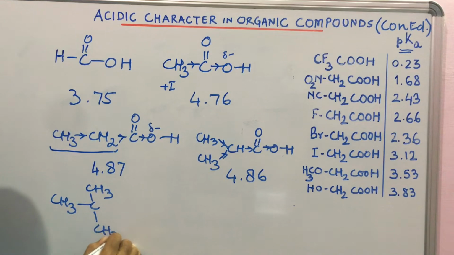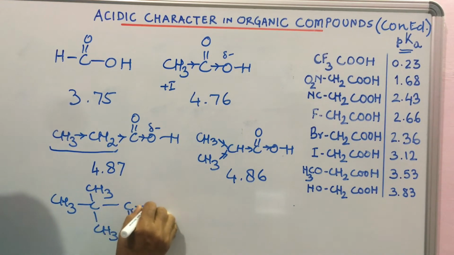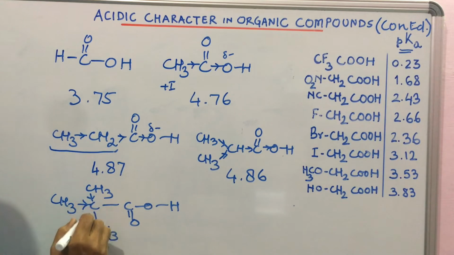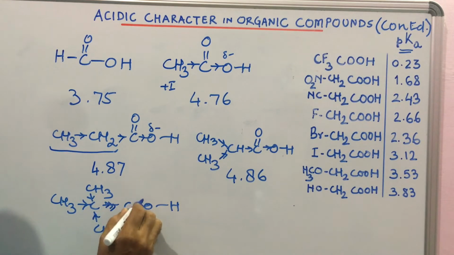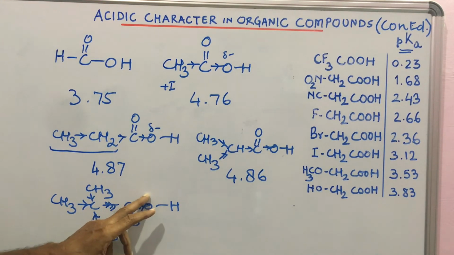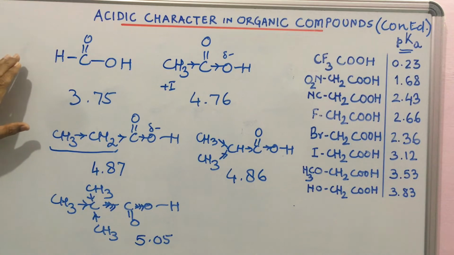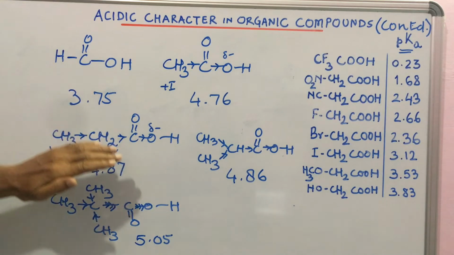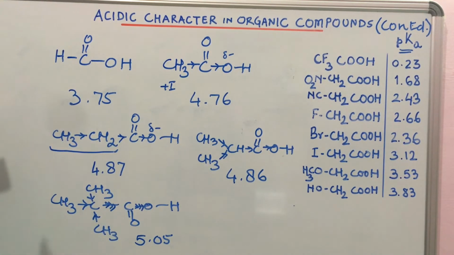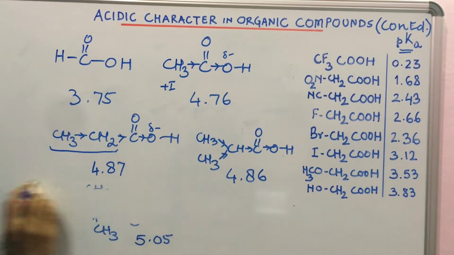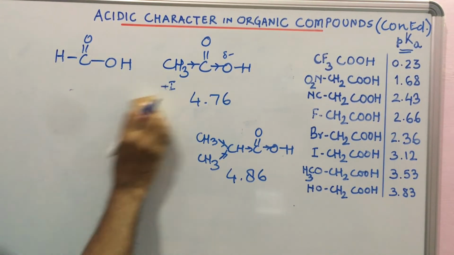Put 3 methyl groups here. They all push. A very strong delta minus here, and this compound has pK value 5.05, still weaker. So, these are the cases when the acidic strength decreases. If there is minus I effect here, then you will observe the reverse.